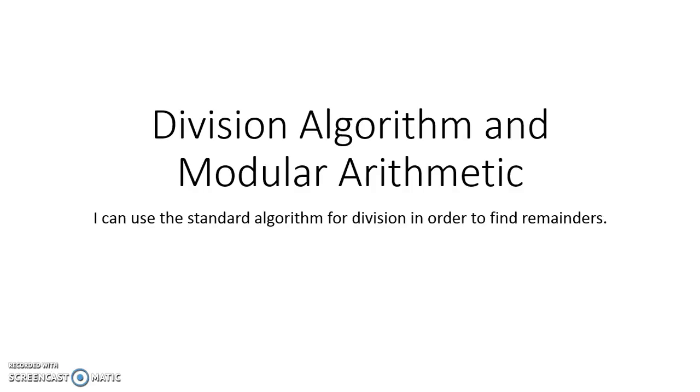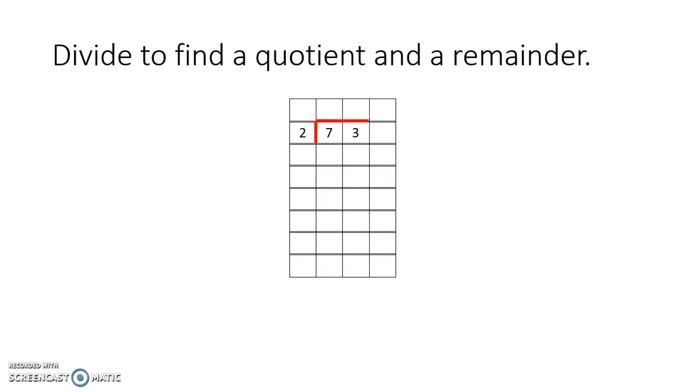The I can statement we're working on is I can use the standard algorithm for division in order to find remainders. So let's look at 73 divided by 2, and let's divide to find a quotient and a remainder. First thing I ask myself is, how many times can 2 go into 7? And the answer is 3. 3 times 2 gives me 6, and when I subtract, I get 1.